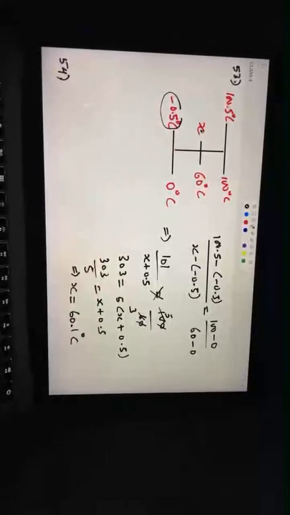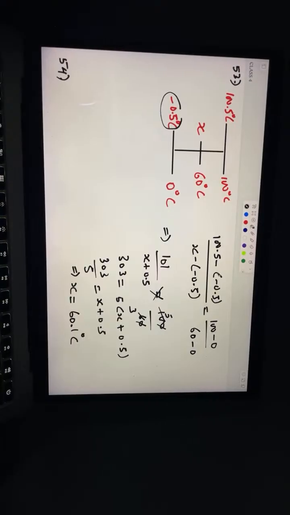So I'm going to use this approach. Basically what we are doing is subtracting the lower fixed point from the two guys that are up. So in the first case, in my numerator, I did 100.5 minus negative 0.5, over x, which is the guy in the middle, subtracting negative 0.5 from it. So we have x minus negative 0.5. Then you do the same thing on the right hand side: 100 minus 0, where 0 is the lower fixed point, then 60 minus 0. Then I got the fraction now.